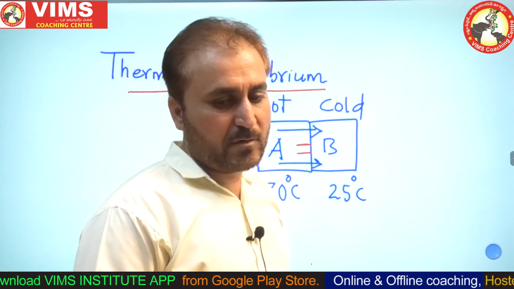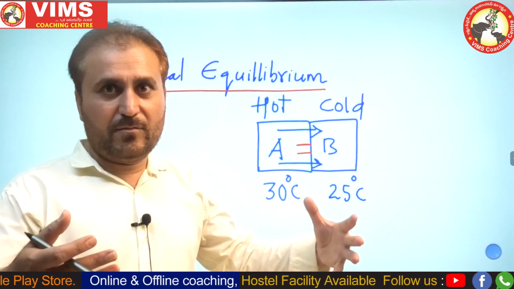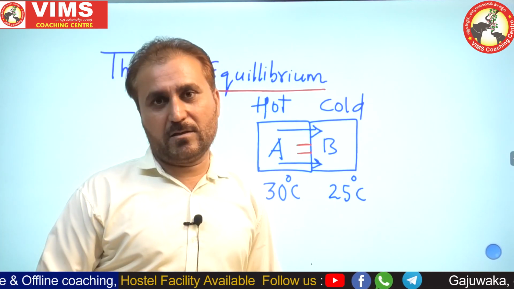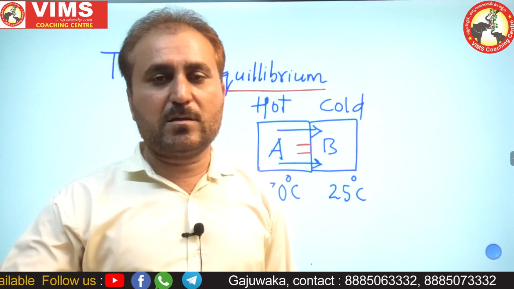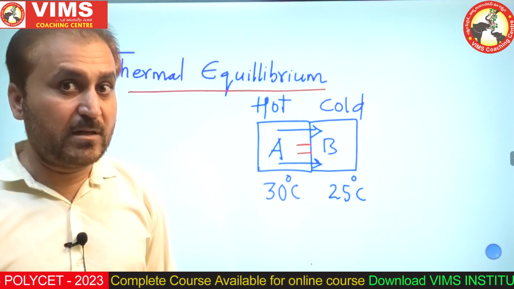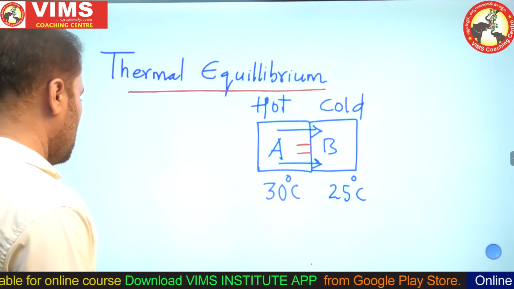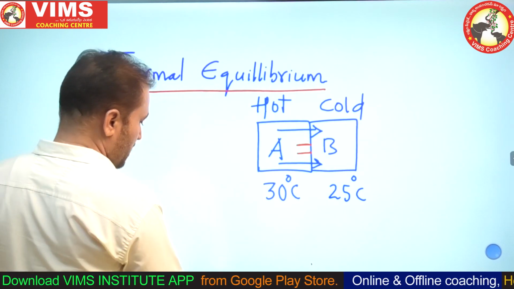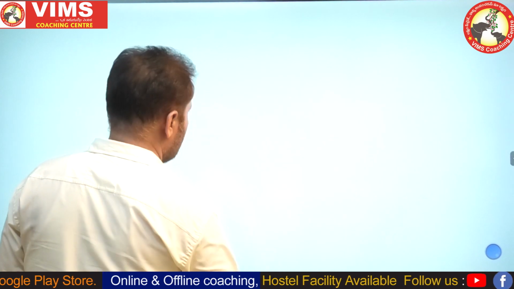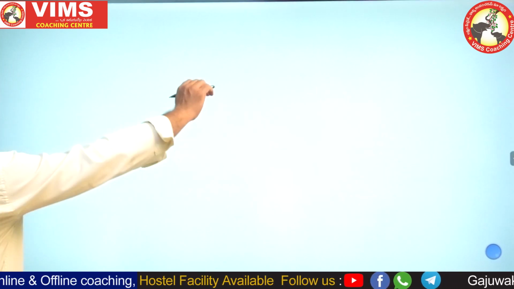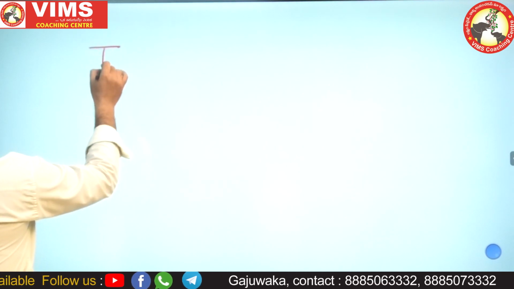So there is a small concept of thermal equilibrium. In exam it might be asked, if A is at 45 degrees Celsius, B is at 30 degrees Celsius, from which body to which body does transmission of heat take place? Obviously the body which is at high temperature, that is called the hot body, and the body which is at low temperature, that is called the cold body. So this is a small concept of thermal equilibrium. Let us proceed forward with one more concept in this lesson, that is called relation between temperature and kinetic energy.